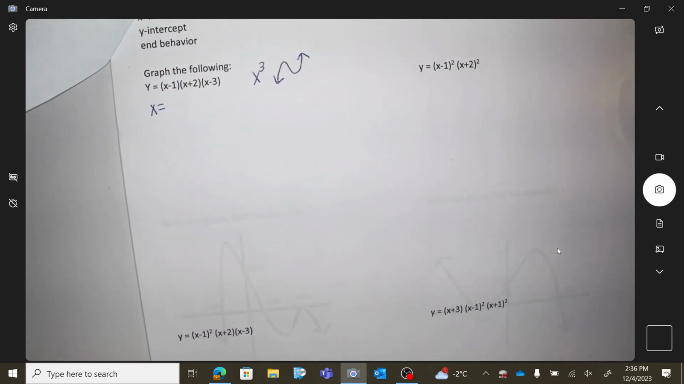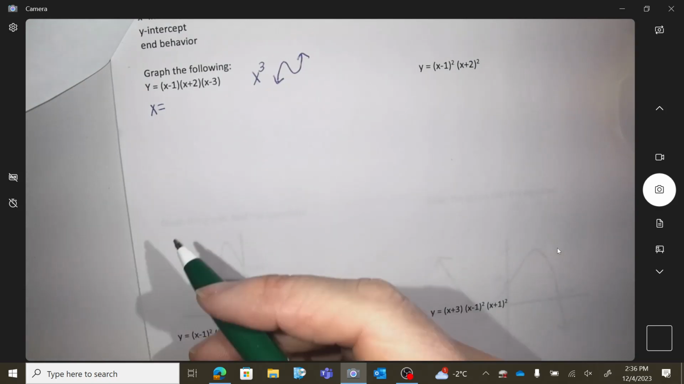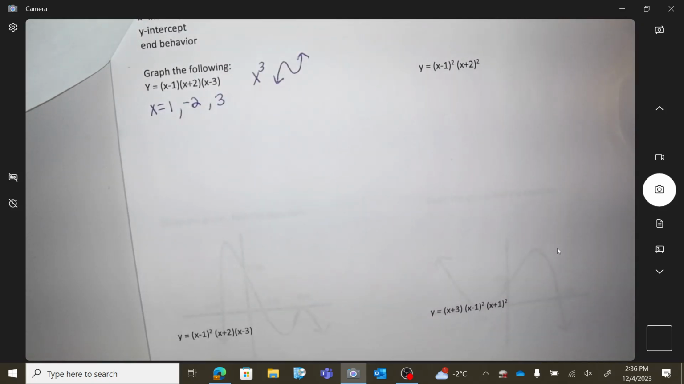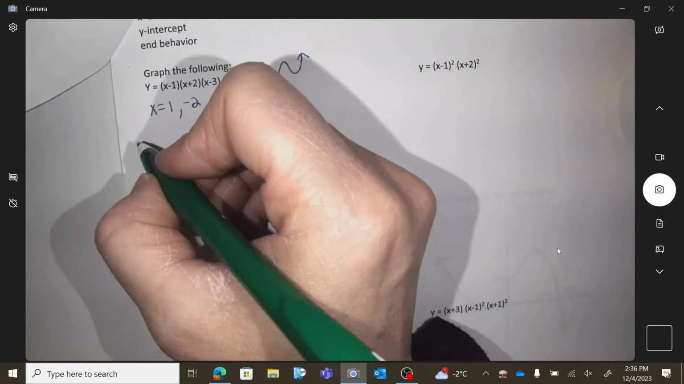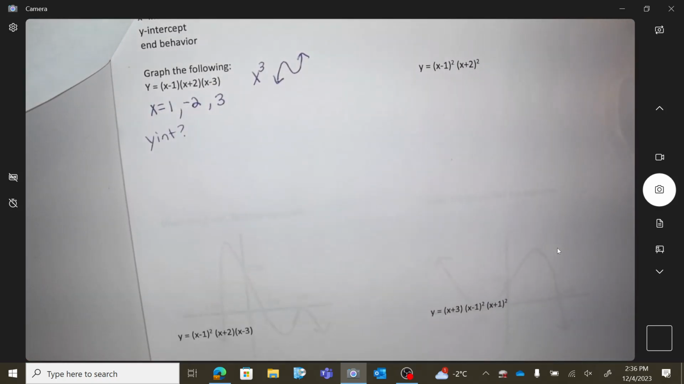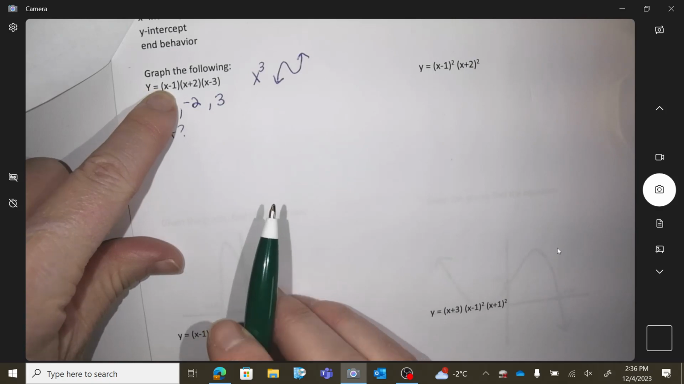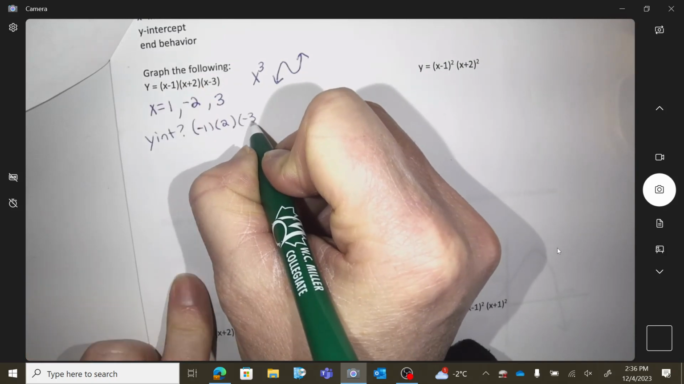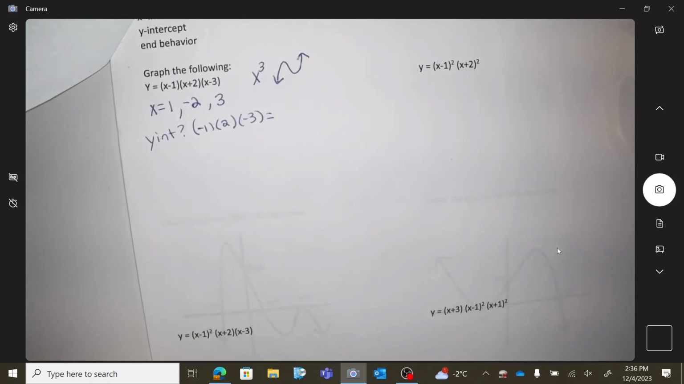Where are the x-intercepts? +1, -2, +3. And what is the y-intercept? So what is a y-intercept? The definition? When x equals 0. So if x was 0, this would be -1 times 2 times -3, which makes +6, right?